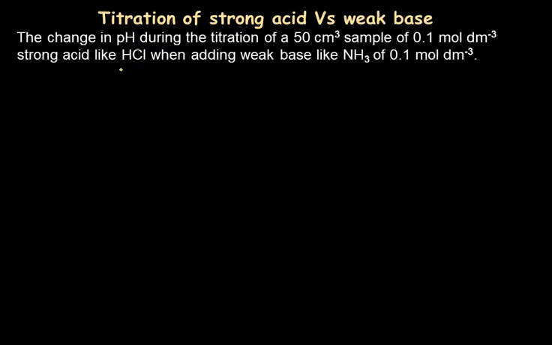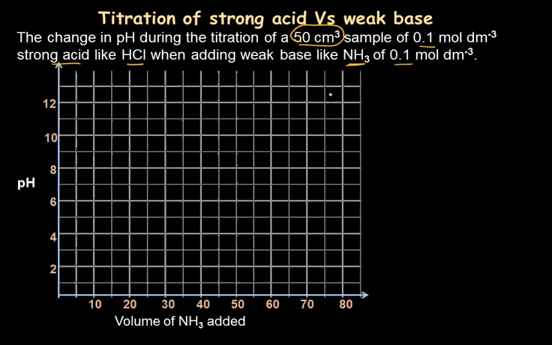So here again we have chosen a strong acid, HCl, of the same concentration, 0.1 mole per dm cube, 50 centimeter cube volume of the acid, but the base chosen is a weak base like ammonia, again of the same concentration, 0.1 mole per dm cube. So let's draw a pH curve for such a titration. Here again you can see that we have taken a graph grid where pH is on the y-axis and the volume of ammonia, or the base added, in centimeter cube is on the x-axis.